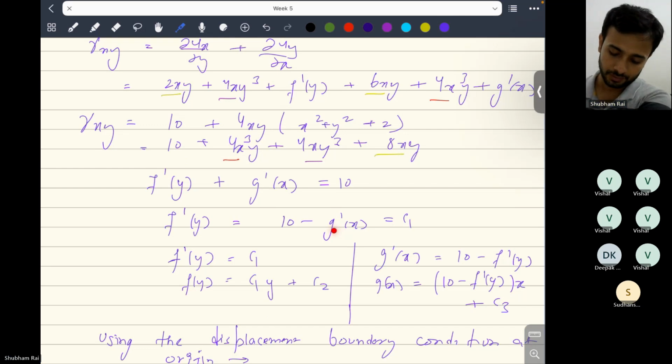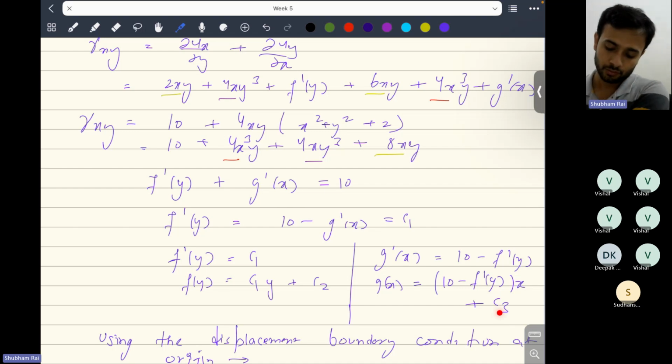but this is not a function of y for sure. So if you integrate this, you will get 10 minus g prime x dy. So this can be written as c1, which is nothing but 10 minus g prime x, times y plus c2. I have written 10 minus g prime x equal to c1. Similarly, g of x has also been written in terms of f prime y. So here you have these two integration constants, right?